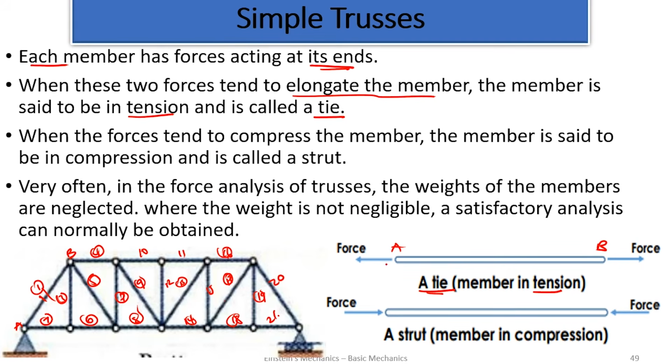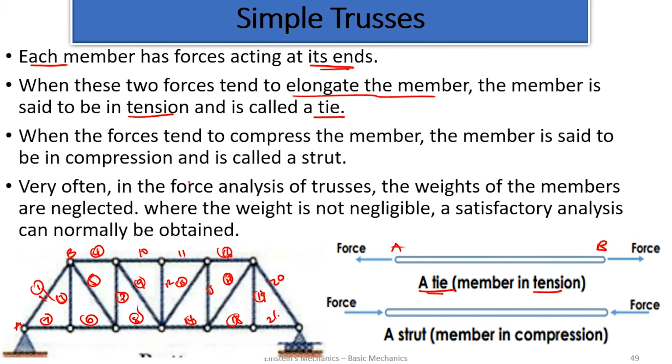Are we good? So we will see, don't worry. We'll see how to place these forces and see that, oh, this force is in tension, this one is in compression. We'll solve questions and we'll get to know. But these are the theory behind. You must understand it clearly. Once the forces are placed at its ends and you analyze that it is elongating the member, then the member is said to be a tie.